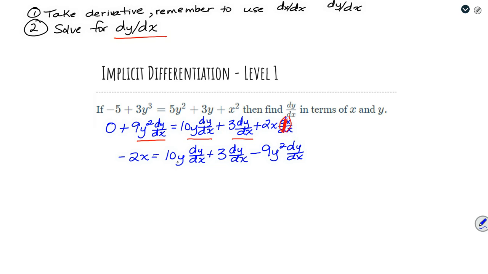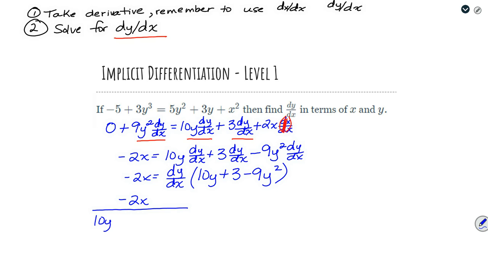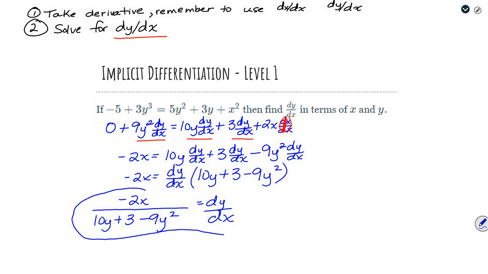To get the dy dx by itself, you can factor out the dy dx from the right side. So that I'll be left with 10y plus 3 minus 9y squared is equal to negative 2x. And then to solve for dy dx, I'll divide everything by 10y plus 3 minus 9y squared. So negative 2x divided by 10y plus 3 minus 9y squared equals dy dx. So there is my answer. That's the derivative, dy dx. Remember doing that?